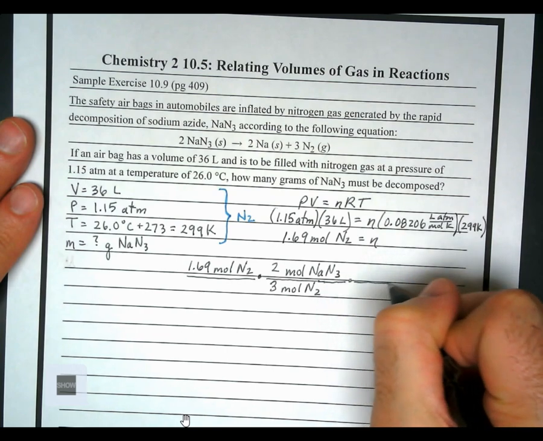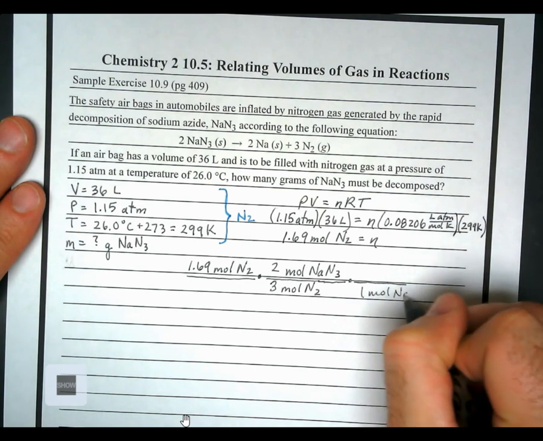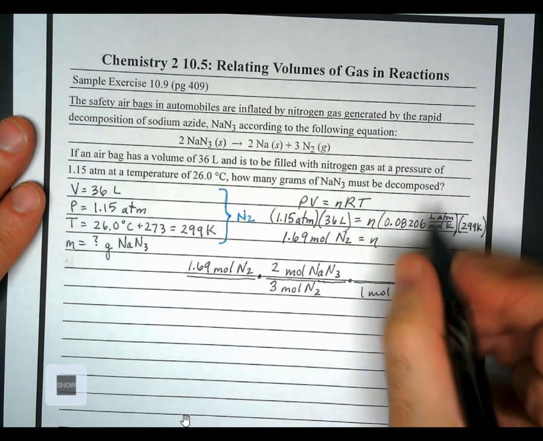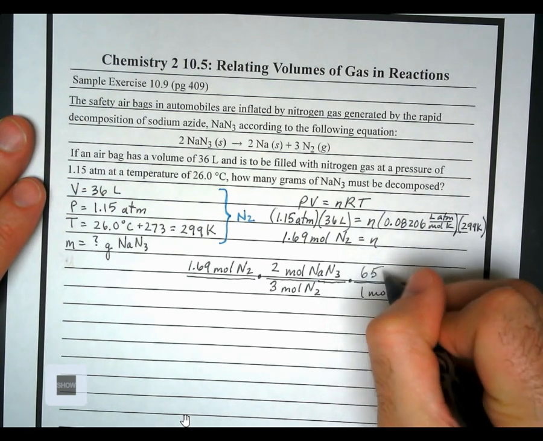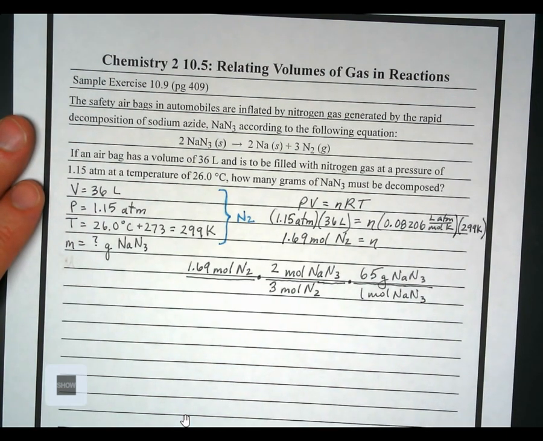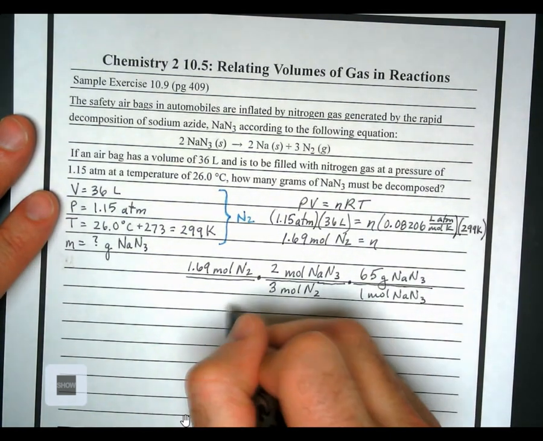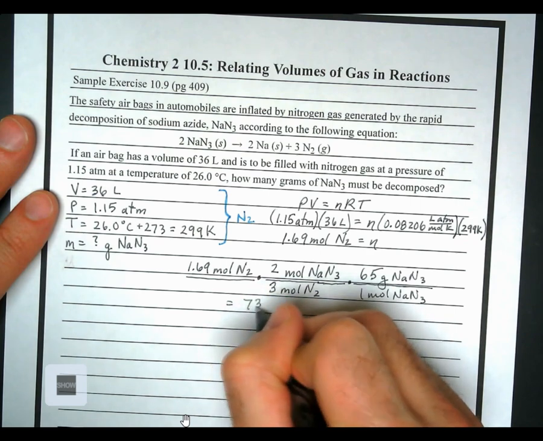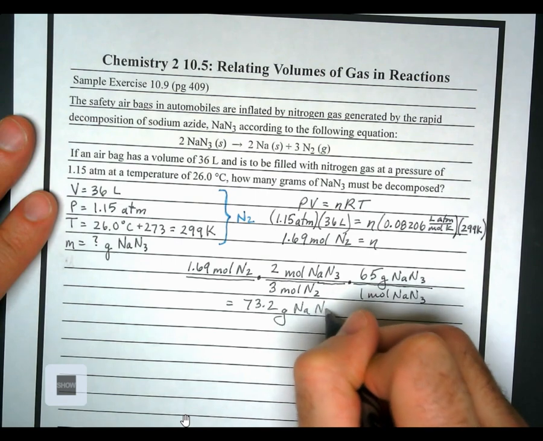Okay, now we want it in grams of NaN3, so we're going to go from moles of NaN3 to grams of NaN3. The grams of that is 65. Okay, and this kicks us out an answer of 73.2 grams NaN3.